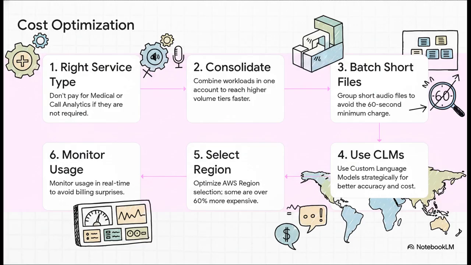4. Be smart about custom language models. Use them when the improved accuracy will save you more money on manual corrections than the model costs. 5. Watch your AWS region. Prices can be way different. São Paulo, for instance, can be almost 70% more expensive. And finally, number 6, monitor your usage. Set up billing alerts so you don't get a nasty surprise at the end of the month.